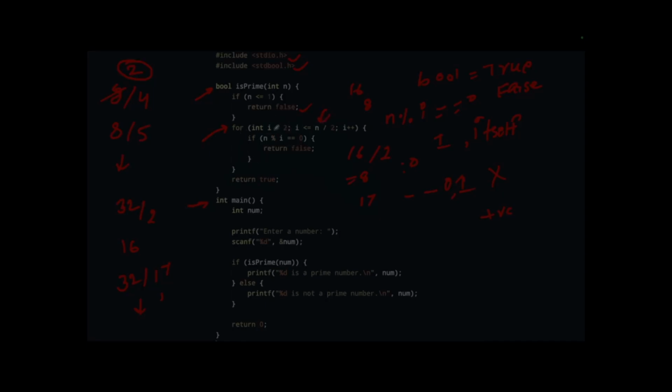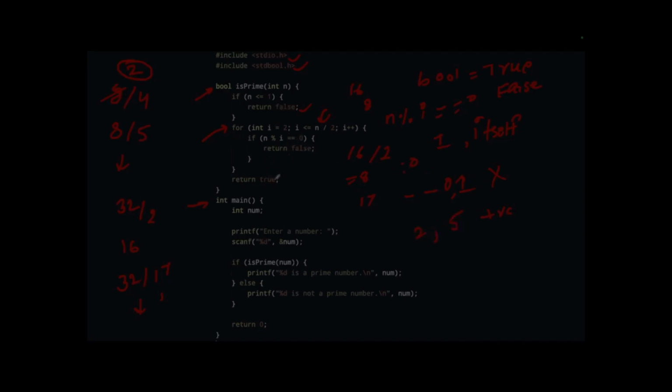Until this loop is over, it will check for every value. If any value gives n % i equal to 0, then it will directly return the false value. If it doesn't, then it will return true. You are getting it, right? So whenever the condition is fulfilled, that is n % i equals 0, whether it is at 2, at 5, or anything, if it is divided, then it will return false, right?